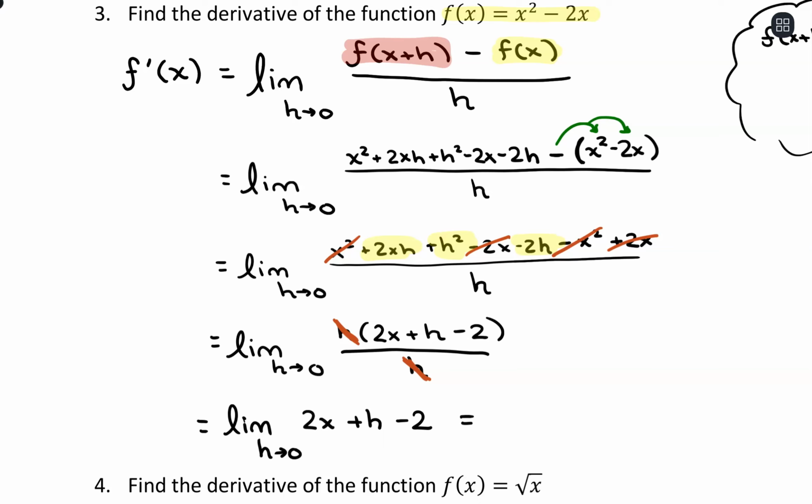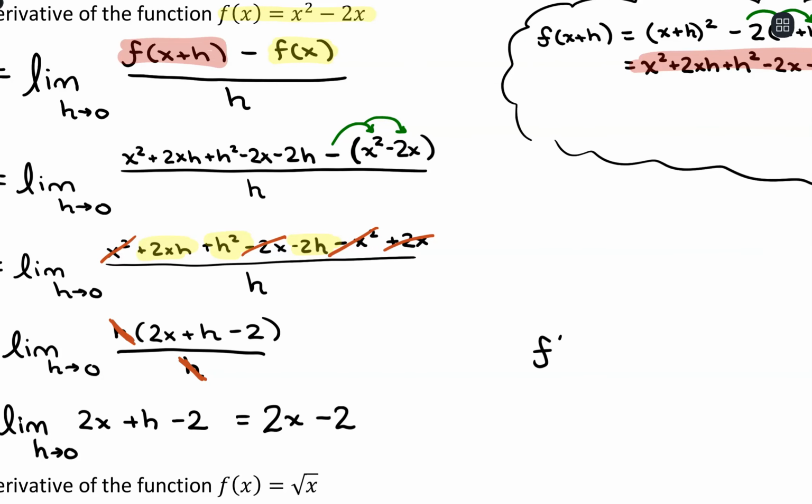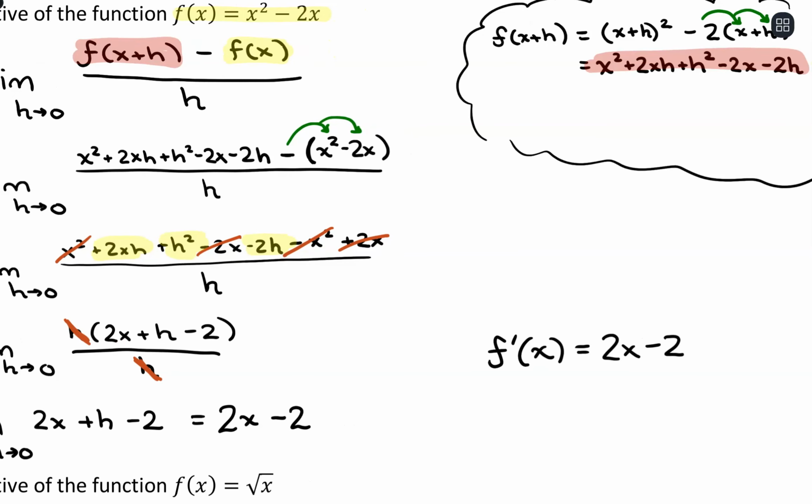And to finish this off, we're going to evaluate our limit by plugging in 0, which is 2x. Plug in h equals 0 is just 0, and then minus 2. So we get a derivative function of 2x minus 2: f prime of x is equal to 2x minus 2, where our original function is equal to x squared minus 2x.